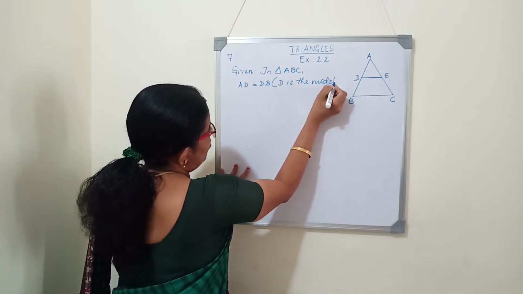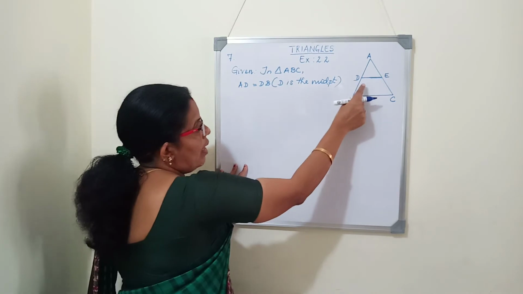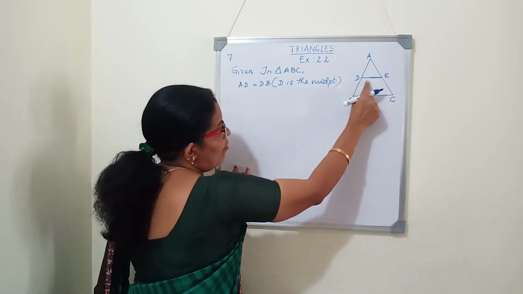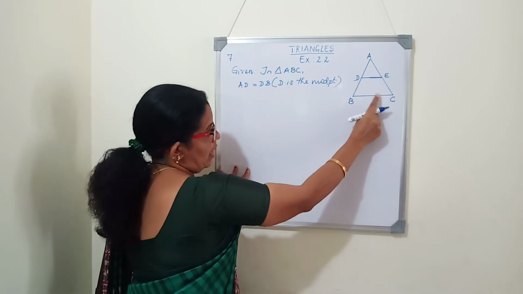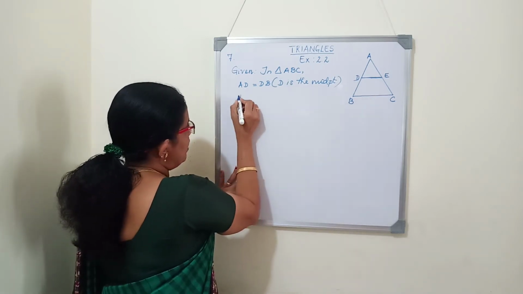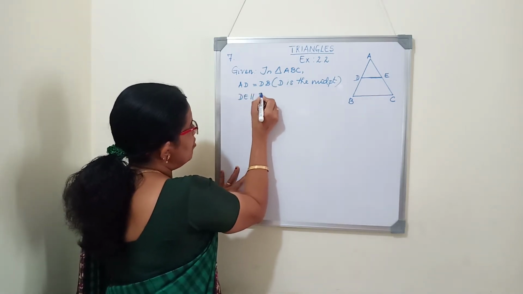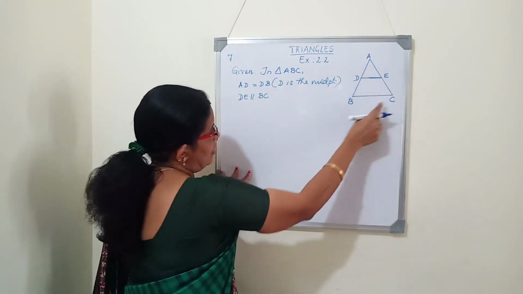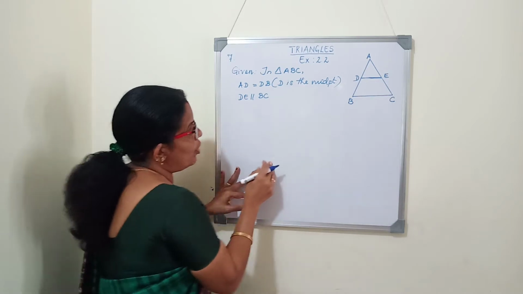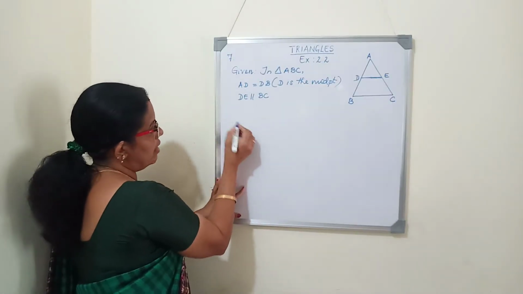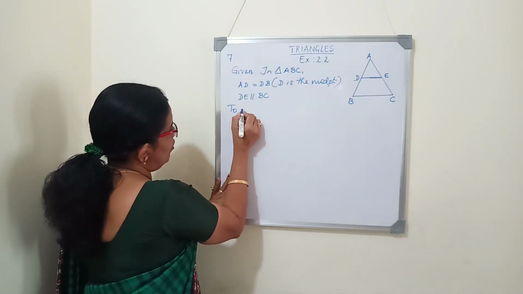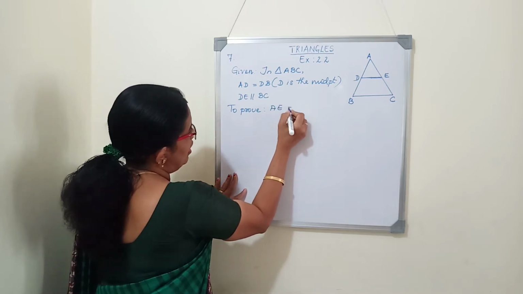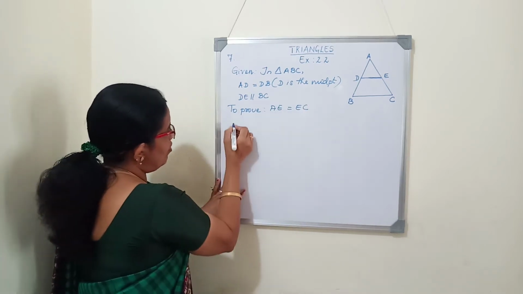And they told us the line which is passing through the midpoint of one side of the triangle will be parallel to another side. That is, DE is parallel to BC. We have to prove that DE bisects AC, that is, E is the midpoint of AC, or AE is equal to EC. So we have to prove that AE is equal to EC. So, we'll write the proof.